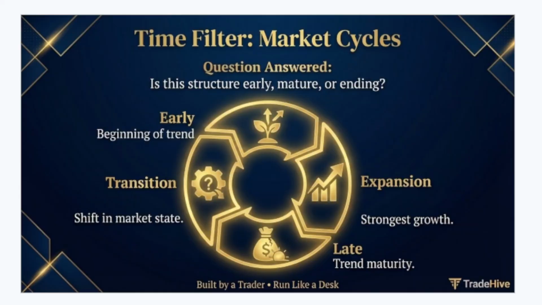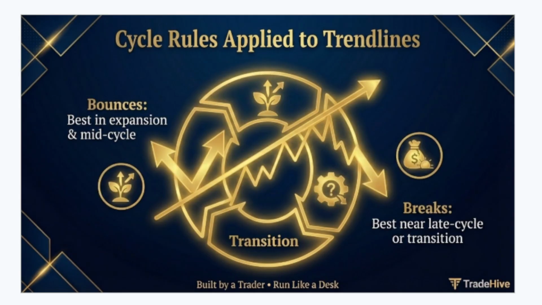The time filter focuses on market cycles, answering, is this structure early, mature, or ending? The cycles include early, expansion, late, and transition phases. Applying cycle rules to trend lines: bounces are best in expansion and mid-cycle, while breaks are best near late cycle or transition phases.